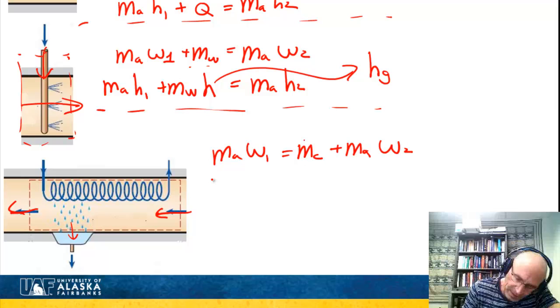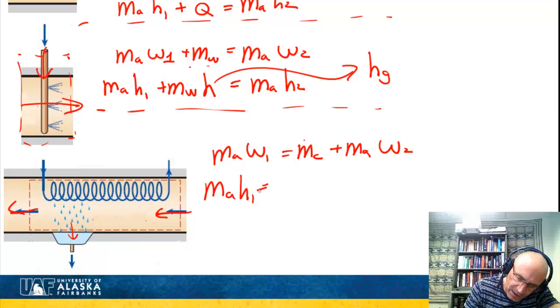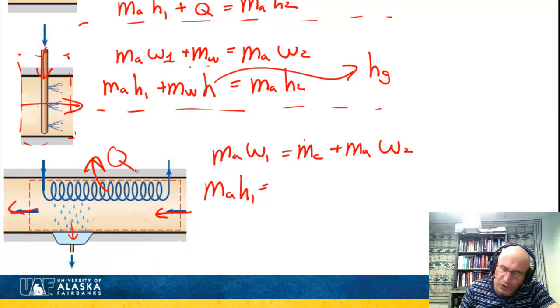Now, if we do our energy balance, again, what's going in, just the mass flow rate of air times the enthalpy. That right there, that is going in. And that's the only thing that's going into that little dashed box. Let's look at what's going out. Well, here we've got cooling. So in this case, Q is going out. So that's an out term.